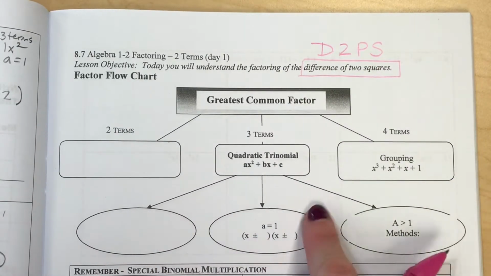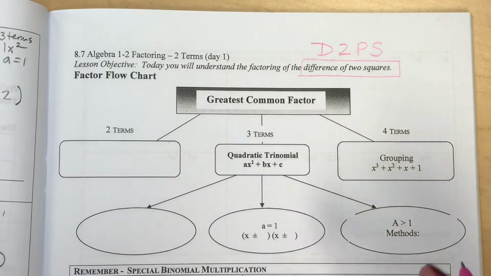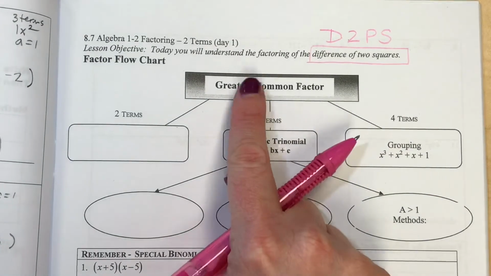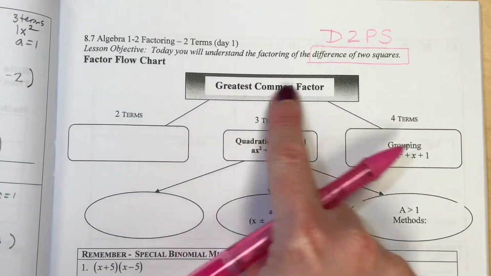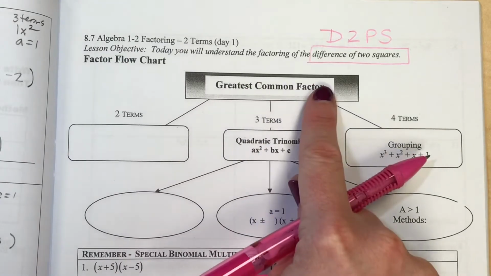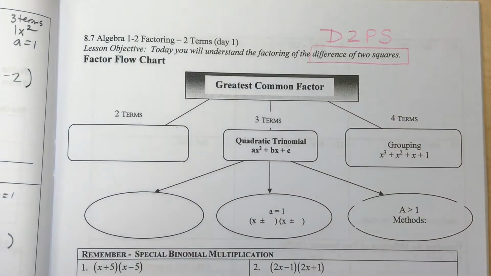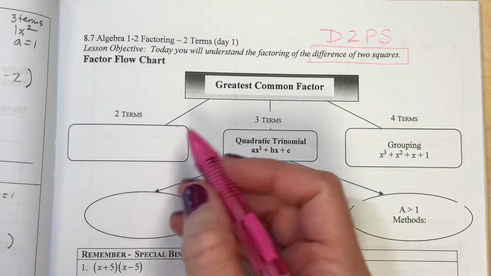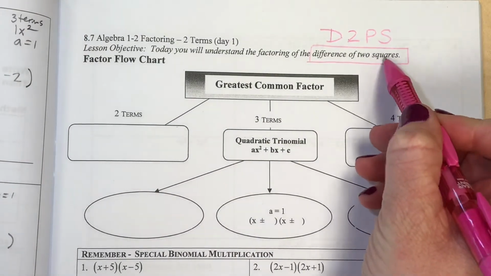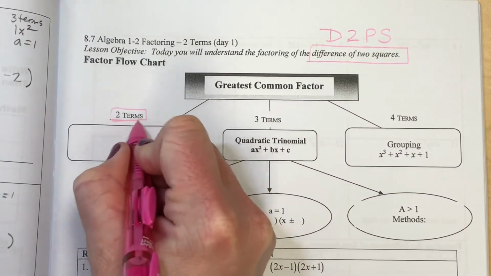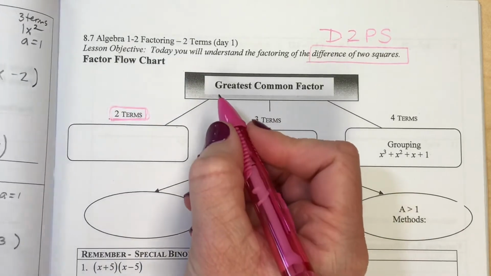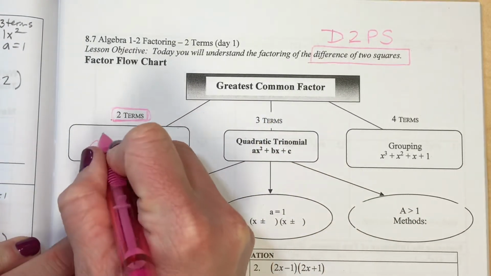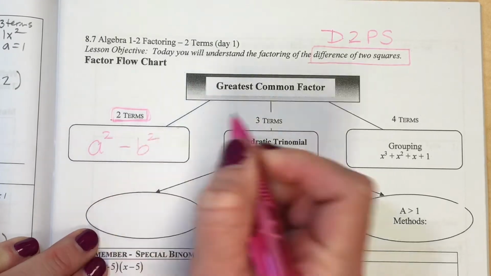Now, I have used this flowchart to help us in class just to organize our thoughts. Our first factoring technique will always be to factor out the greatest common factor first. After that, you want to look for the number of terms. Since this says two squares, this would be when you have two terms in your polynomial. It's going to look like this: a square minus a square.